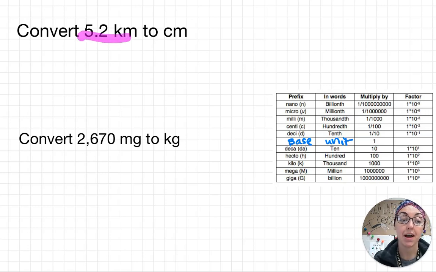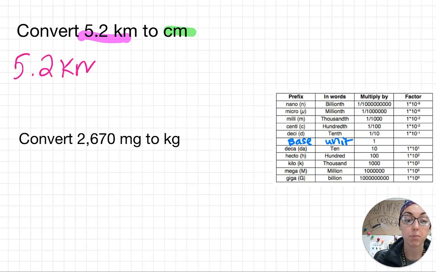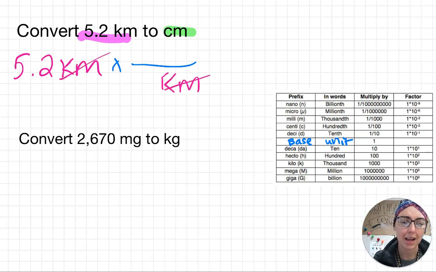We're converting 5.2 kilometers to centimeters, which at first glance seems very similar to what we've done already. So let's go 5.2 kilometers. I'm going to multiply that by my unit ratio, and I know I need to cancel out my kilometers on the bottom here. But here's the problem. When I come over to my chart, I have kilometers and I have centimeters, but I have to go through the base unit to get from one to the other.